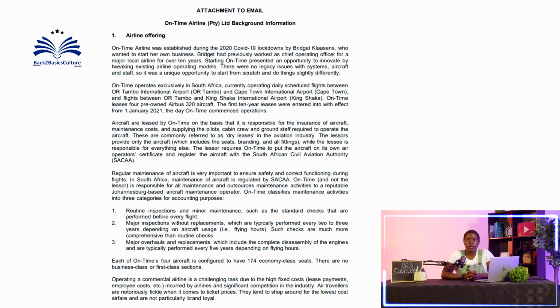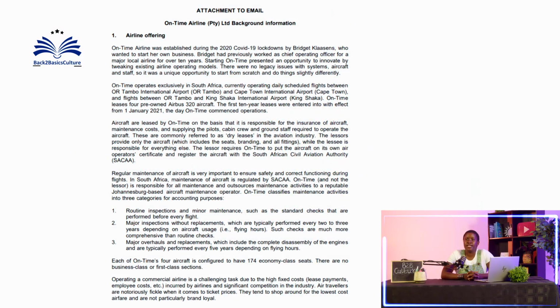Right, so this is the attachment to the email and it's On Time Airlines Pty Limited background information. So they're telling us about their airline offering. Okay, so On Time was established during the 2020 COVID-19 lockdowns by Bridget Claessens, who wanted to start her own business. Immediately, I'm thinking to myself, during 2020, there were no flights. So she was very, very brave for starting this business at that point in time. But then when I look at it now, FlySafair is dominating the airline industry locally in South Africa. So maybe it wasn't the worst idea for her to start this entity at that point.